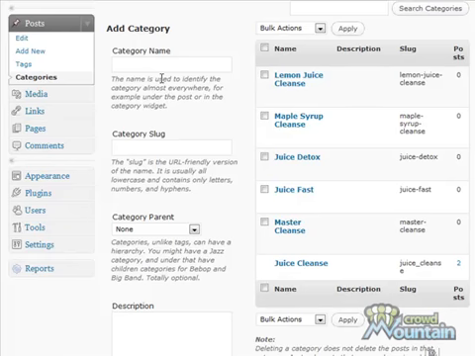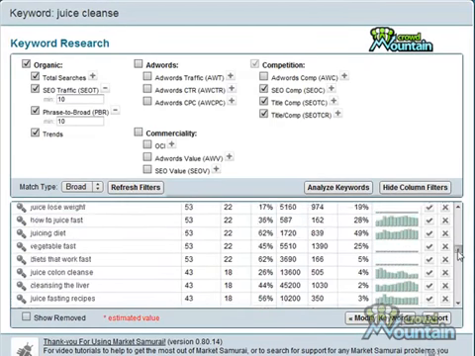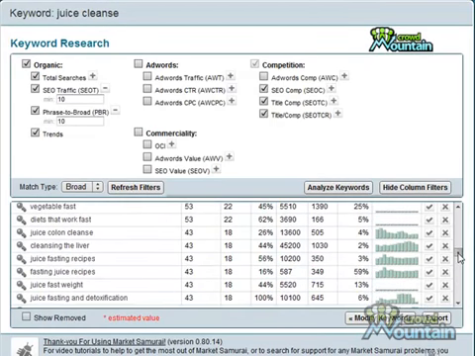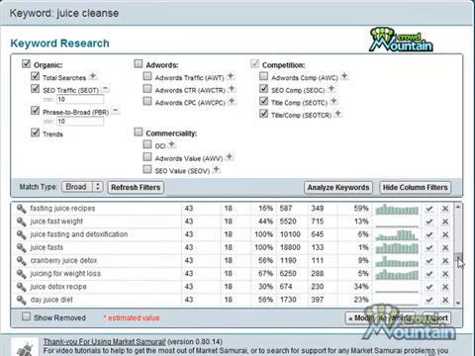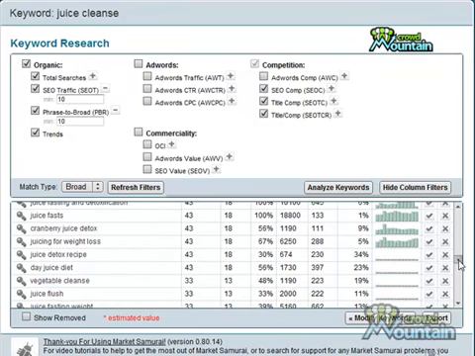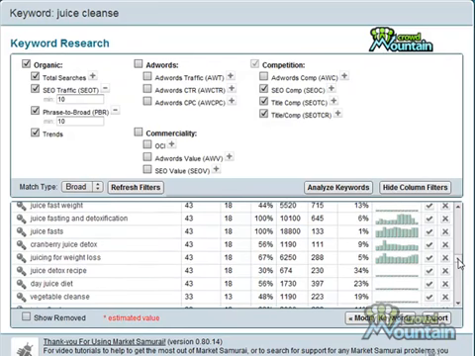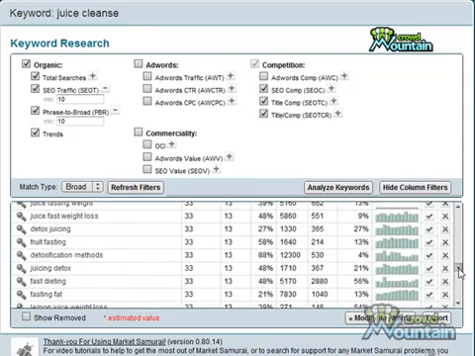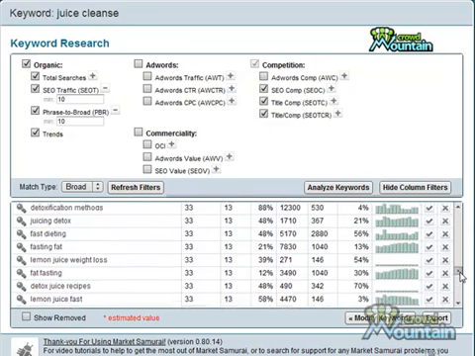If I picked a super, super niche keyword, like, let's go down here to something less competitive, juice fasting and detoxification, that could be a whole category, but then I'm getting into juice fasting and juice detoxification in one category, whereas actually those would probably be separate. So that wouldn't be a good example.